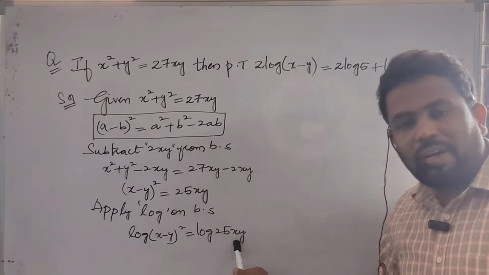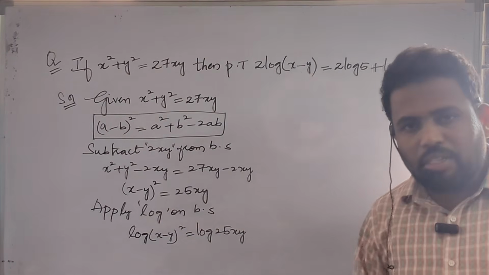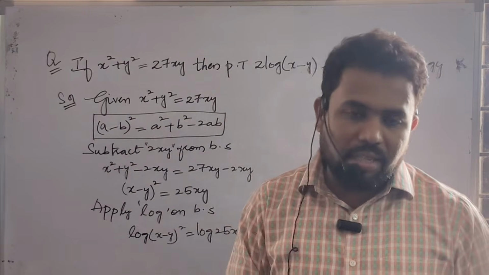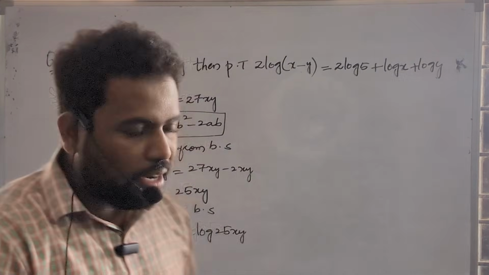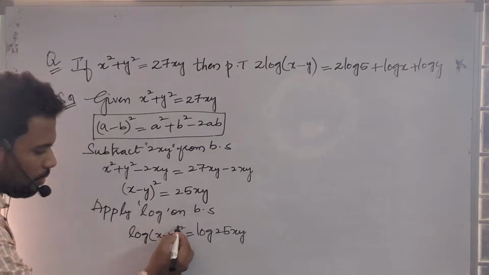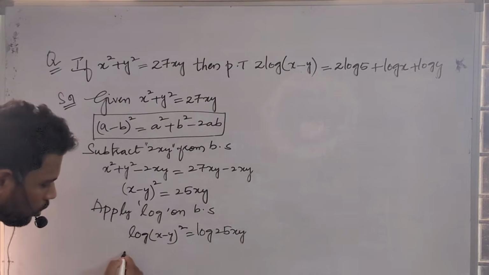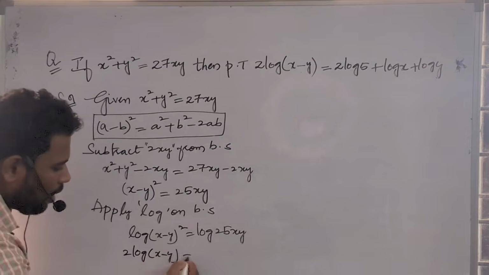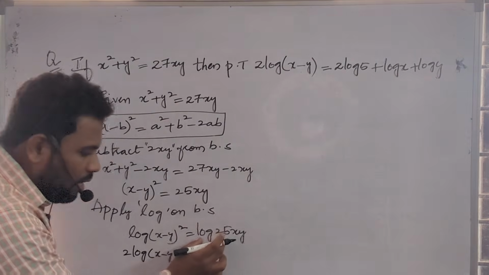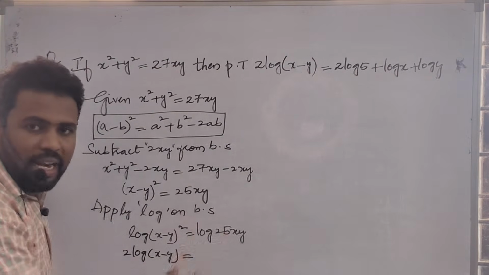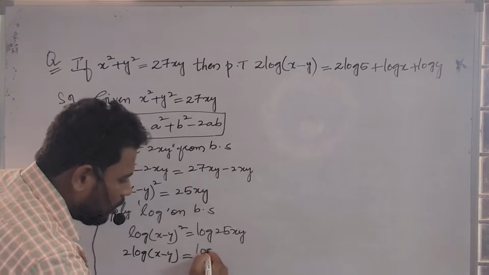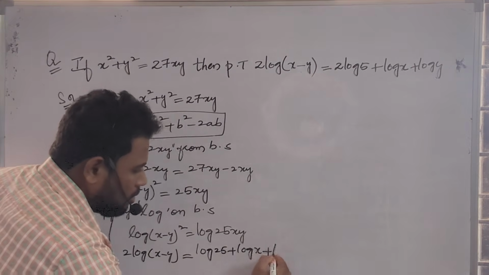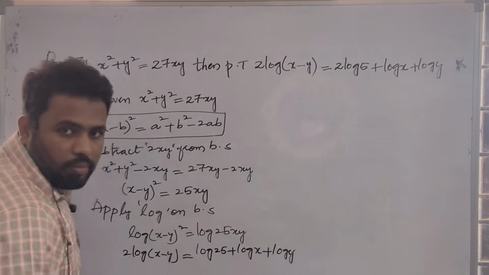If these three numbers are multiplied with each other, we already know that we have to expand by writing plus in between. So the same thing I'm going to do here. First write these two: 2 into log of (x minus y) equals, and these three terms we expand by writing plus: log 25 plus log x plus log y.